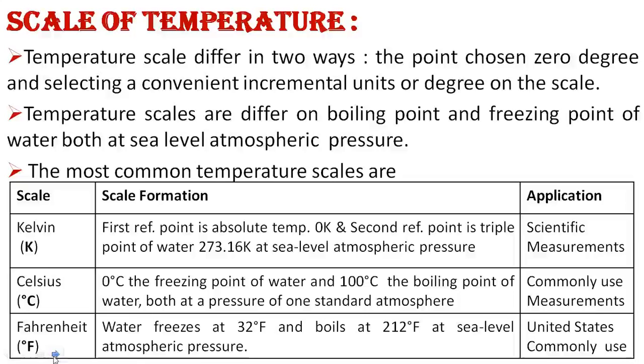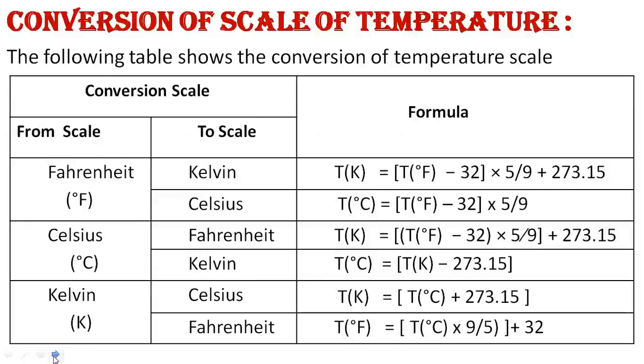for scientific applications. The second one is Celsius. 0 degrees Celsius is the freezing point of water and 100 degrees Celsius is the boiling point of water, both at a pressure of 1 standard atmosphere, commonly used in measurement. Fahrenheit: water freezes at 32 degrees Fahrenheit and boils at 212 degrees Fahrenheit at sea level atmospheric pressure, mostly used in the United States.